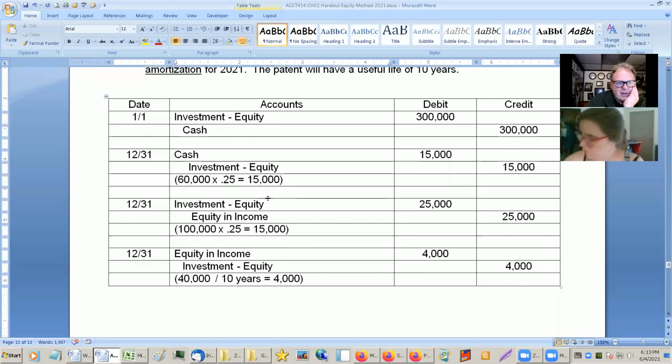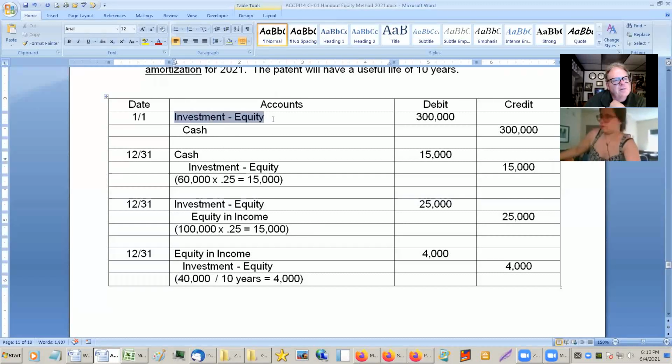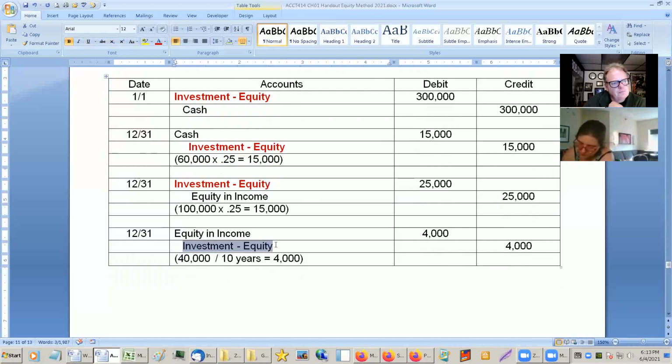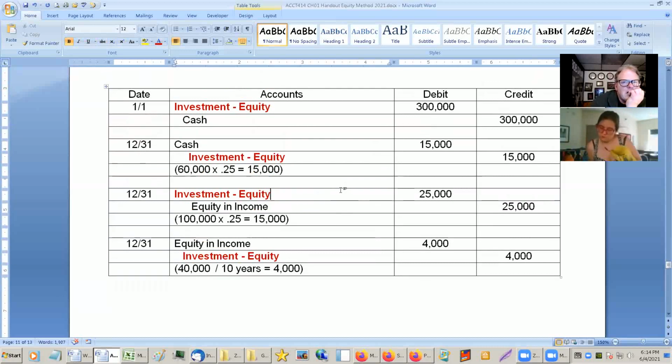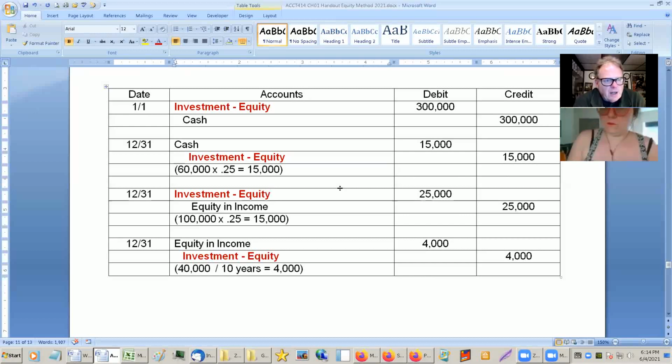I'm gonna show you something else that's kind of strange about this method. There's a little something about the journal entries that makes this one stand out a little bit. Every single journal entry has the investment account. So, you know, every single one of these entries has that investment account. So really what you're looking for is just the other.